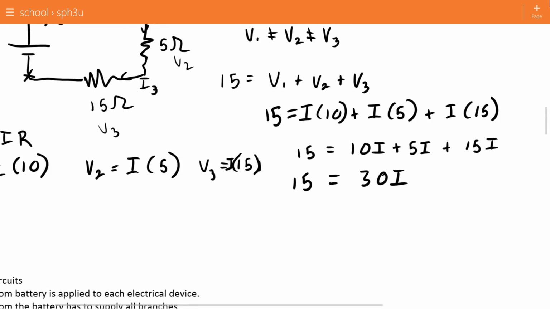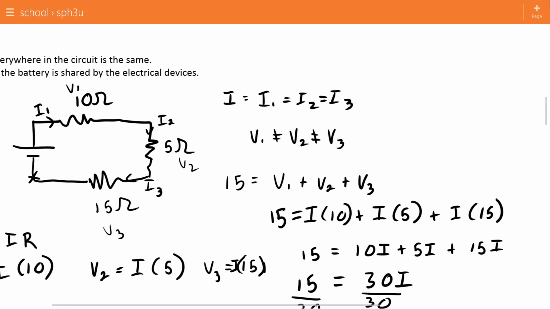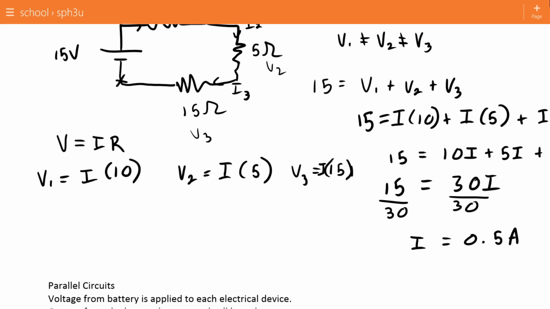Okay. We can divide both sides by 30, and we get a current for the circuit of 0.5 amperes. So what that means then is it doesn't matter where you look in the circuit entirely, the current is going to be 0.5 amps. Now if we use that, we can then come up with these individual voltage values.